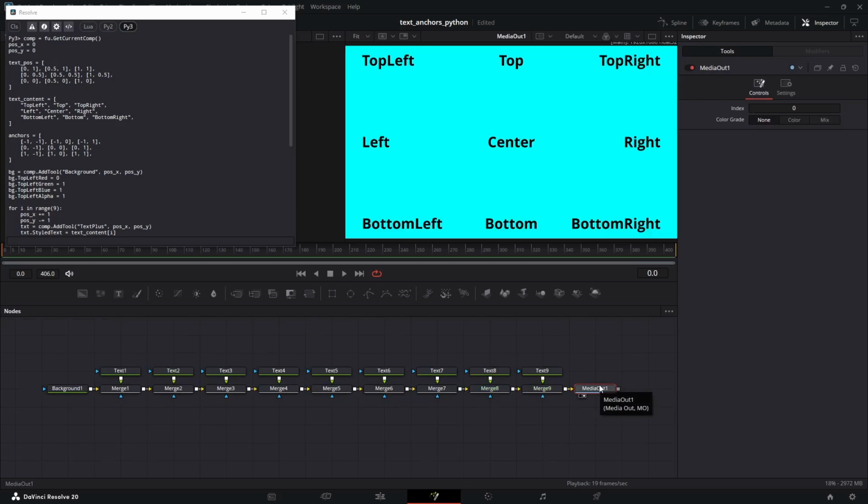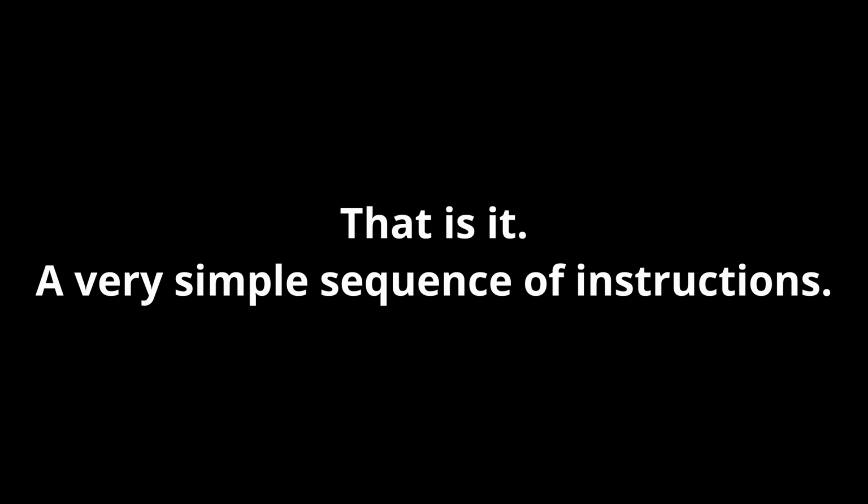I select the Media Out node and press 2 so that the output of the scene gets rendered on the viewer. That is it. A very simple sequence of instructions.